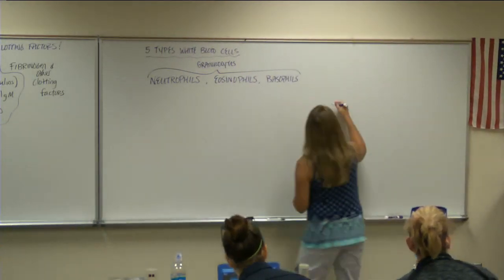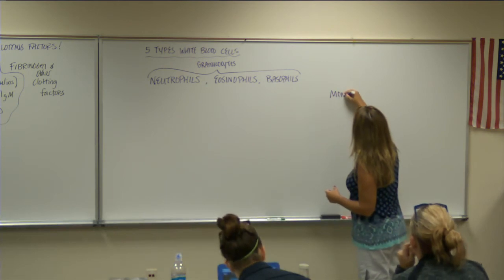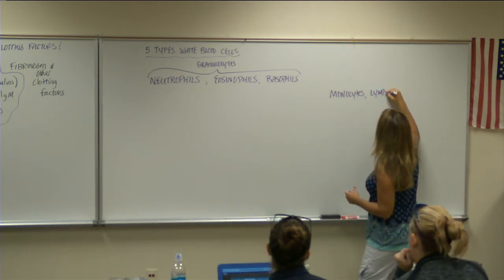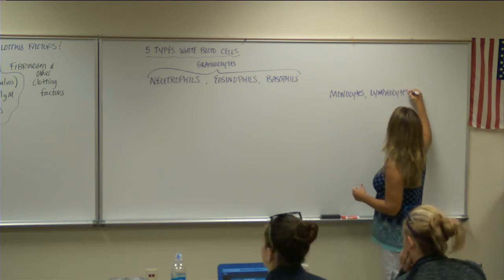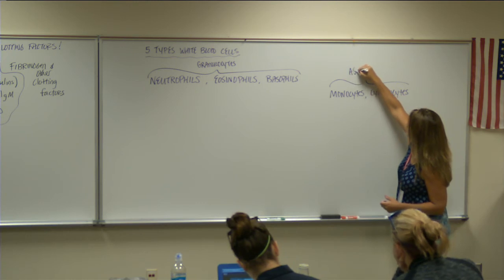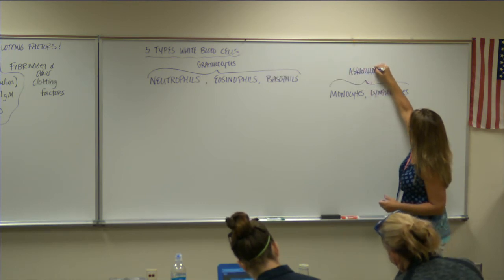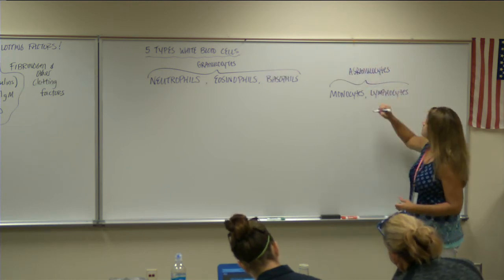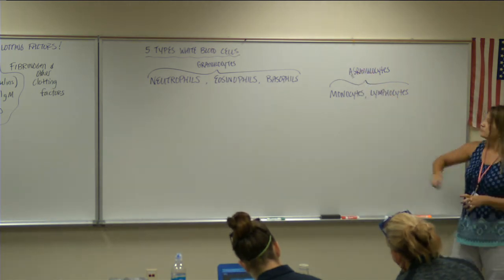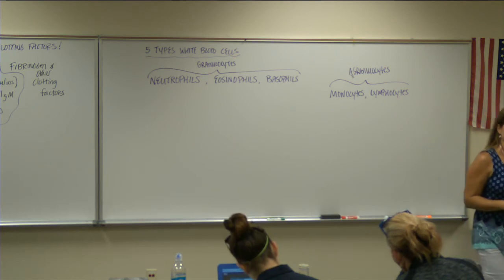And then we have monocytes and lymphocytes. These 2 categories are referred to as agranulocytes. It has the letter A in the front of the term, that means without. So they do not have these little tiny cytoplasmic granules.